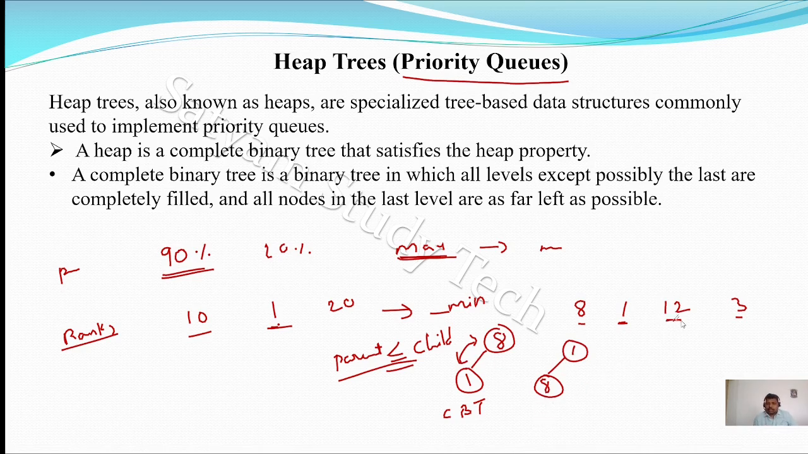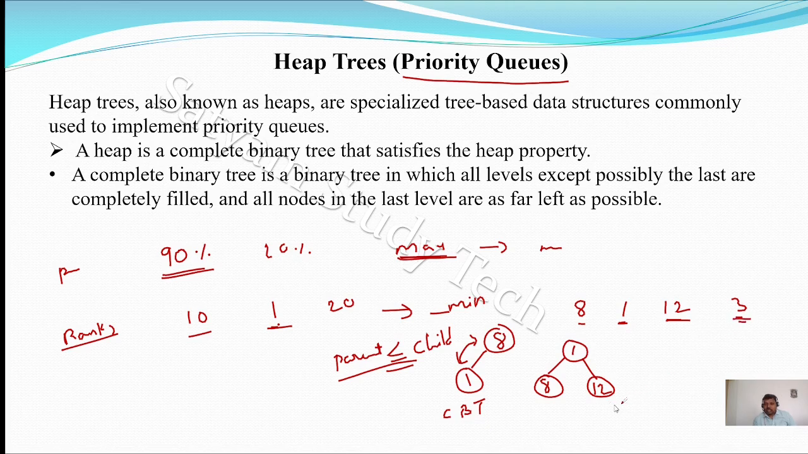Now you can see the 12 is there. So 12 is added here, not here, because it must follow the complete binary tree property, right? So you can add 12 here. So still it is a min heap. It satisfies the min heap property. It is a complete binary tree and also satisfies the min-heap property, right?